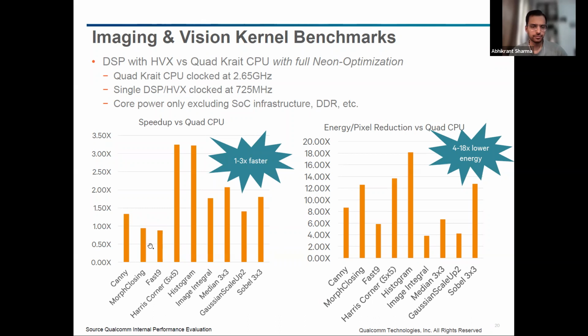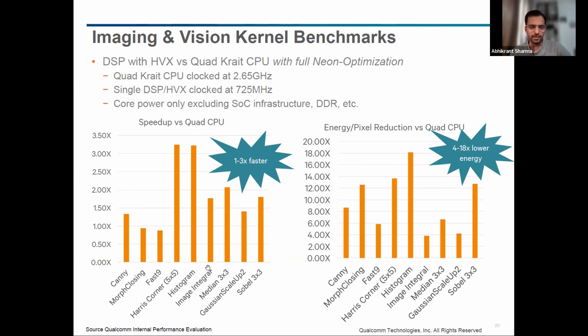on the CPU. There are some kernels which are performing badly when we compare with the CPU, but there are some kernels which are performing 3 times or 3.5 times better than they do on the CPU. So if we average out, we have results which claim that it is definitely 1 to 3 times faster when we run image processing kernels on the DSP versus on the CPU.